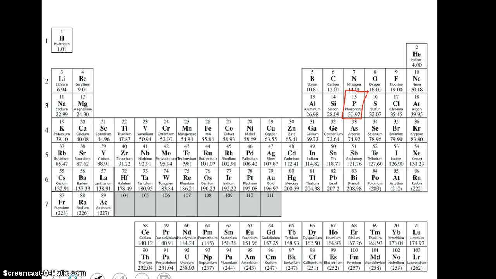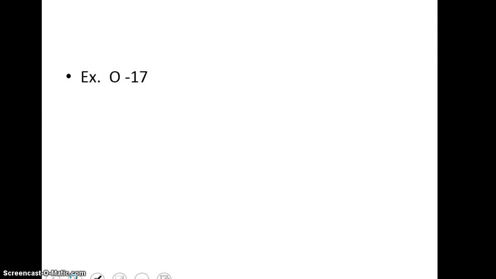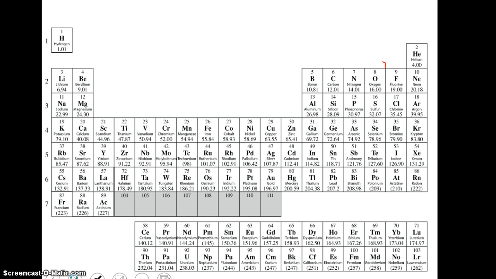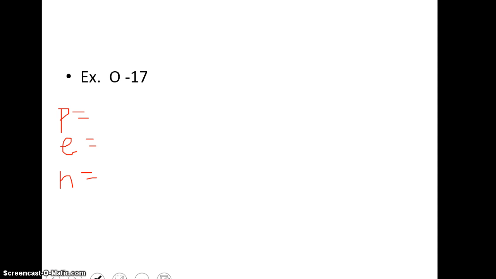Let's try one more. Oxygen 17, you should pause and try to do this on your own. Remember, I always start with the pen. If you look for oxygen on your periodic table, oxygen's right here. Its atomic number is 8. So it will have 8 protons and 8 electrons. To find the neutrons, you would take the 17 minus the 8 to get 9.